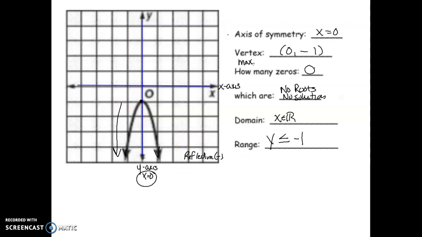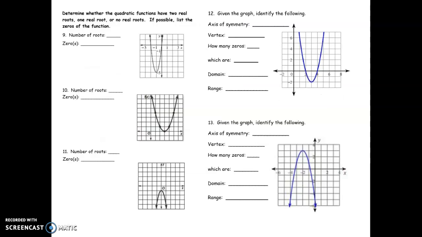When you open up your foldable, you're going to see some problems. I want you to do these for your homework on your own, and I will put the answers either in class notebook or we'll go over them tomorrow. So that's quadratics. That's your intro. We'll see you in class.